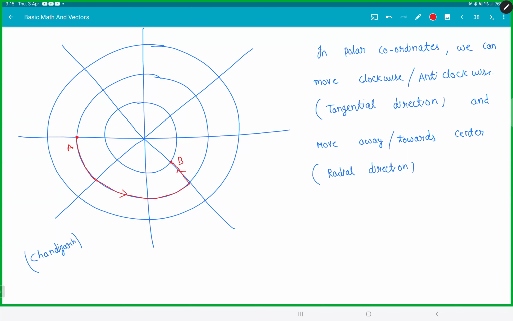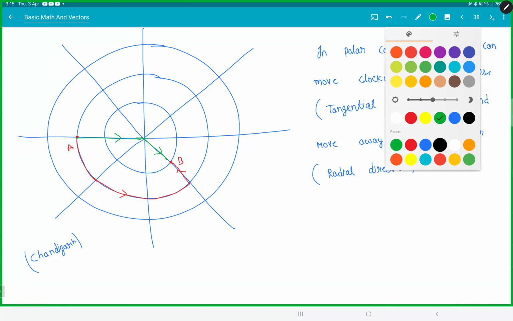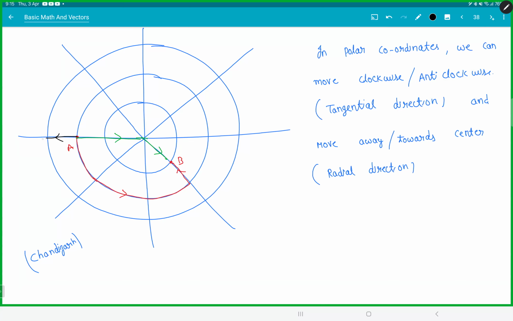You can even go like this. You can go straight like this, and you can go like this completely in a straight line. This is also acceptable. I can even go like this. I can go out. Then I can go like this. Then I can come like this. Like this and like this. This is also acceptable. You always go along the circle or towards the center.